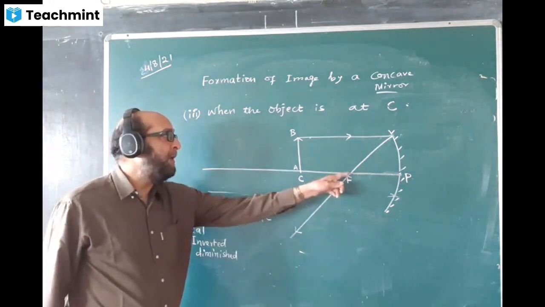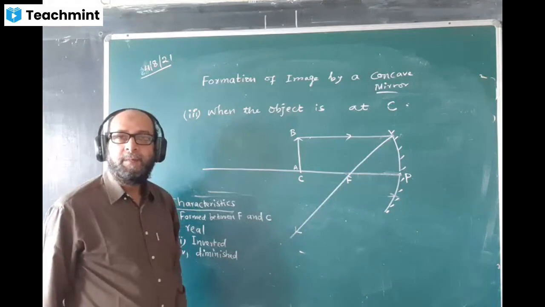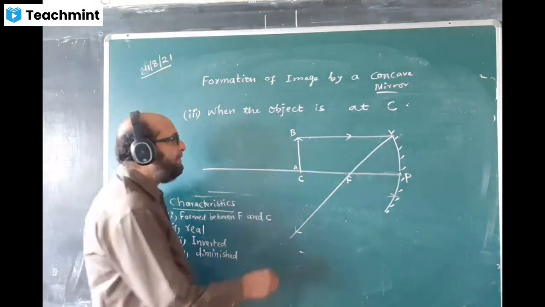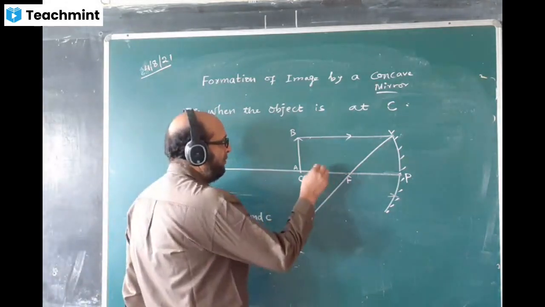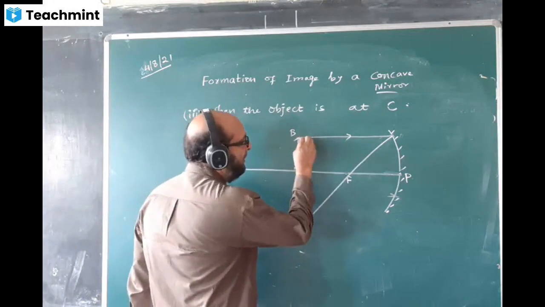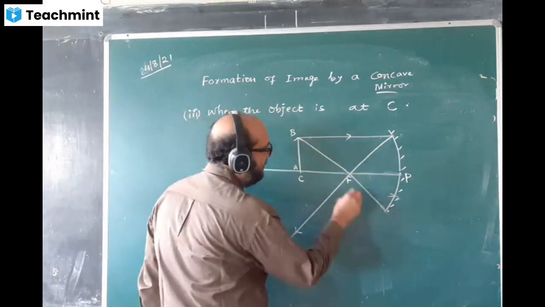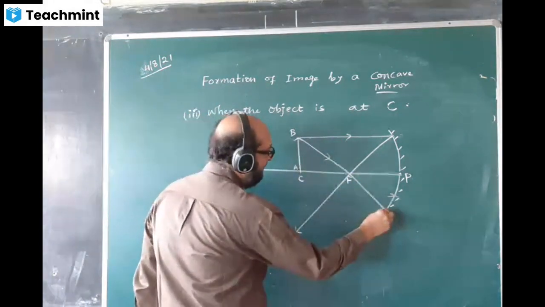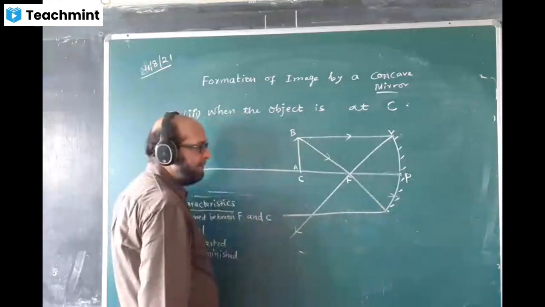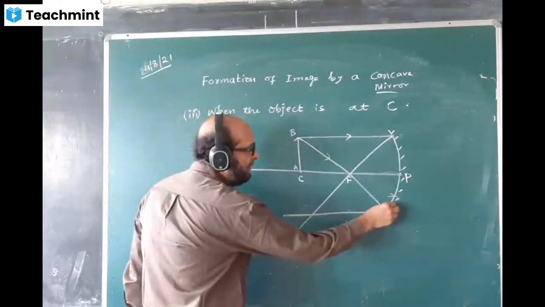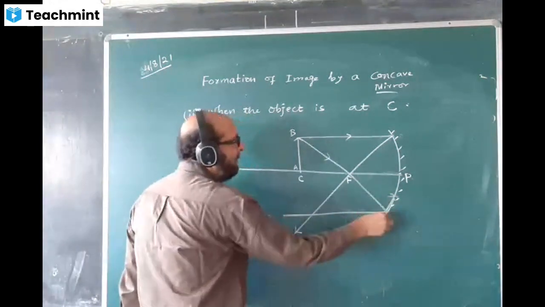Through F. Second ray through F you will take. And it will become parallel. So what you can do from here, you can take this, and this will become parallel like this. If the size of the mirror is small, you can make it slightly bigger.